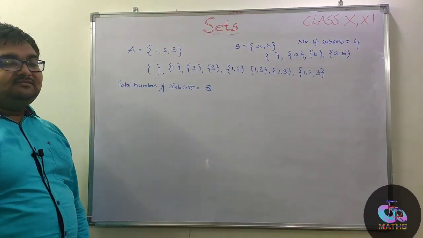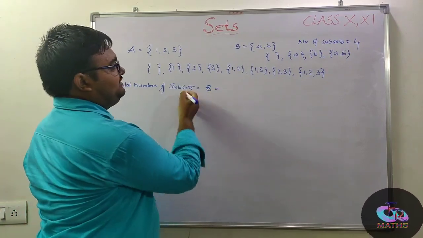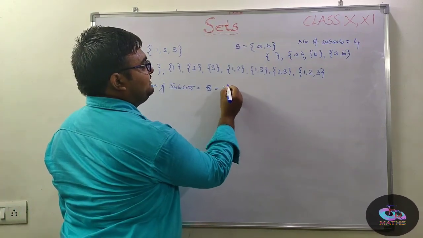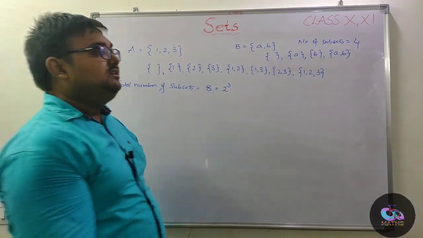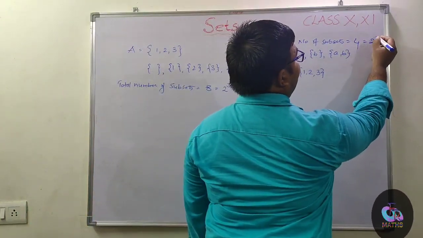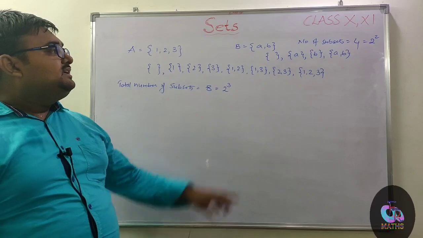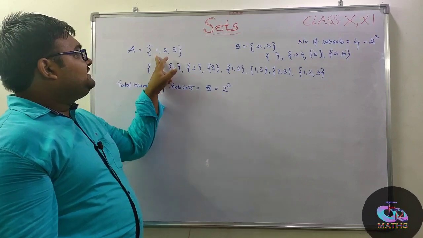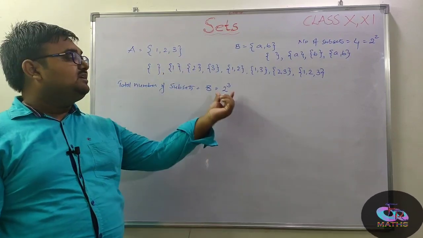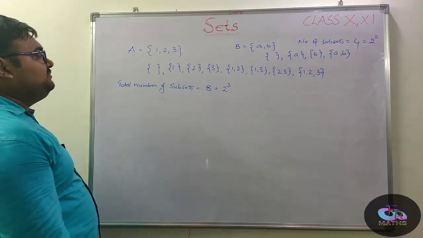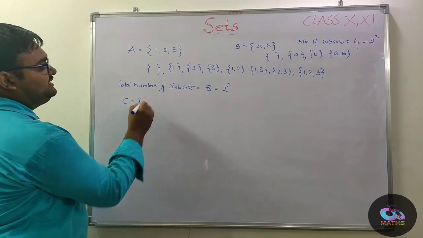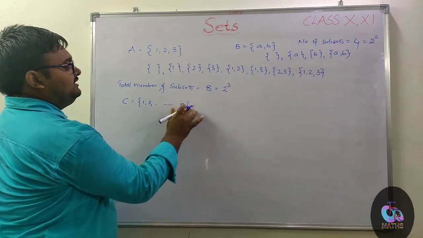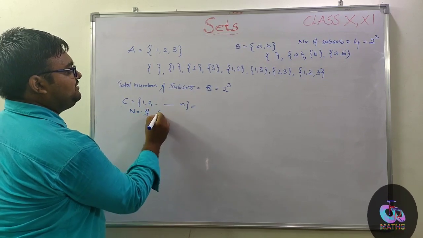If you observe the pattern, here the number of subsets is 8, there the number of subsets is 4. Now can I write this as 2 cube? So 8 can be written as 2 cube, and in the same way here I can write 4 as 2 square. Since this set contains 2 elements, the number of subsets is 2 square. Here, since I have 3 elements, the number of subsets is 2 cube. Now suppose I have some set C which contains n elements, then what can I say the number of subsets is?